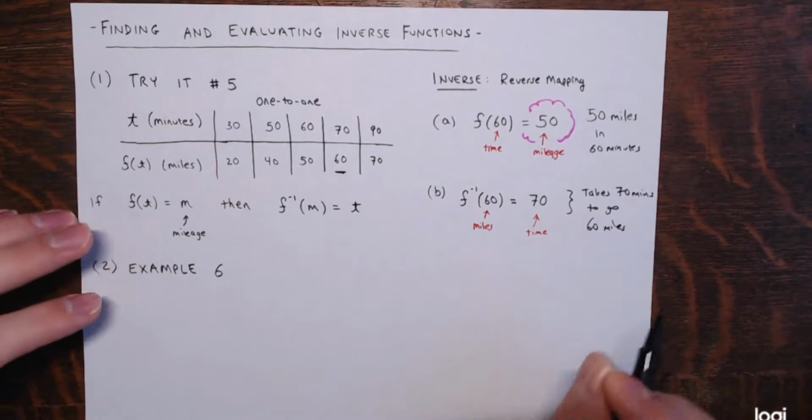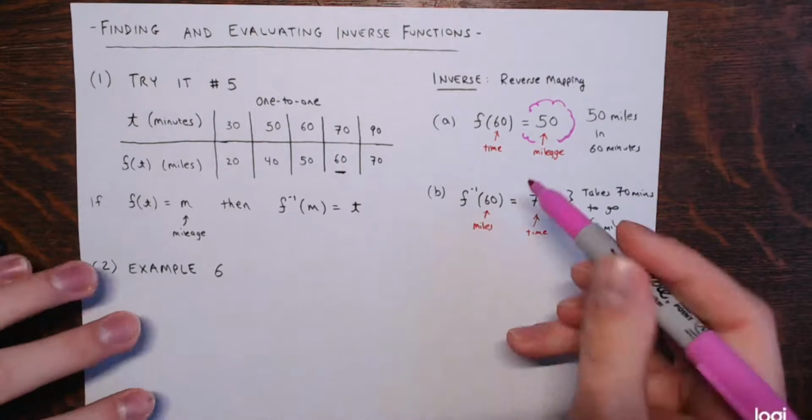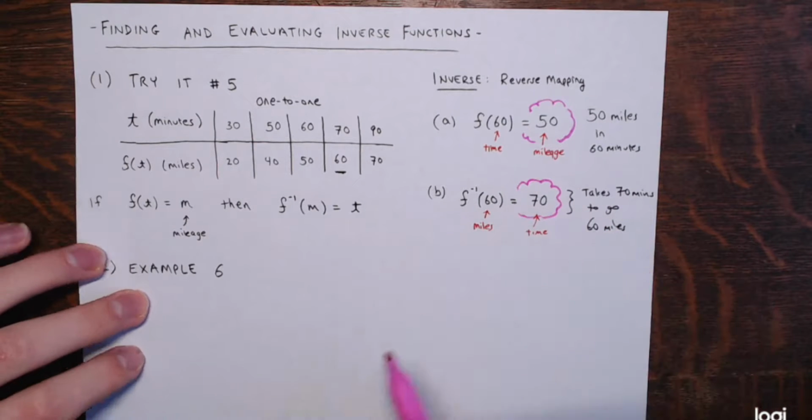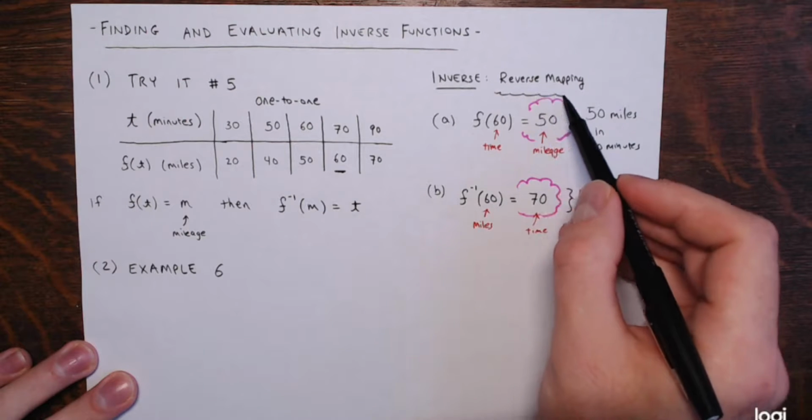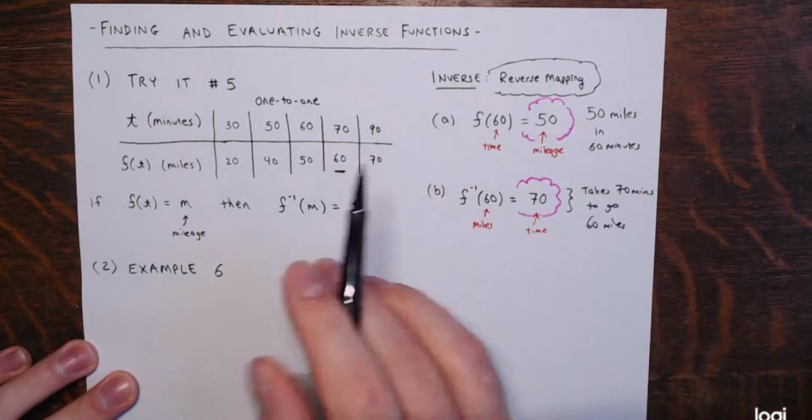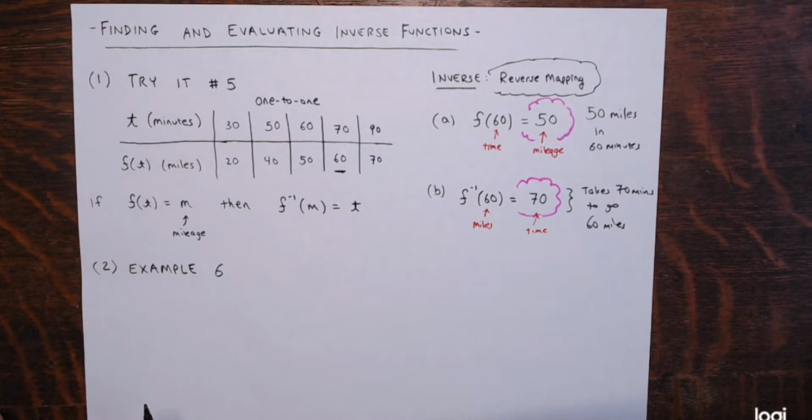But it's very simple. Just reverse the mapping, reverse the arrow if you want to draw an arrow diagram. But yeah, if you think of inverses as reverse mappings, just switching inputs and outputs, it'll make things that much simpler.